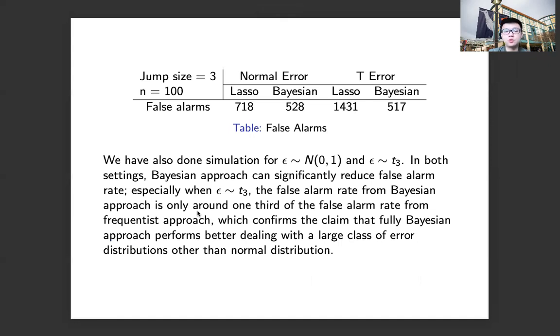We have also done simulation for epsilon follows normal and epsilon follows t distribution. In both settings, Bayesian approach can significantly reduce false alarm rate. And especially when epsilon follows t distribution, the false alarm rate from Bayesian approach is only around 1/3 of the false alarm rate from frequentist approach, which confirms the claim that fully Bayesian approach performs better dealing with a large class of error distributions other than normal distribution.